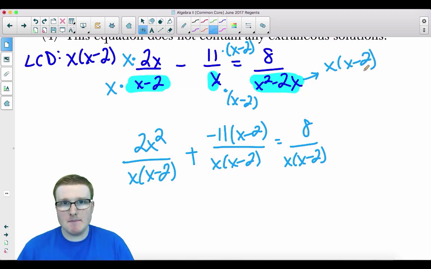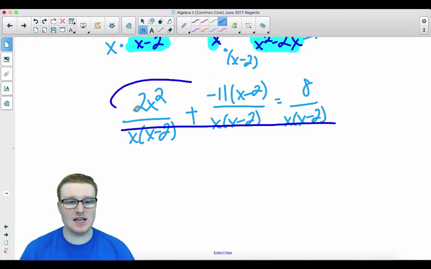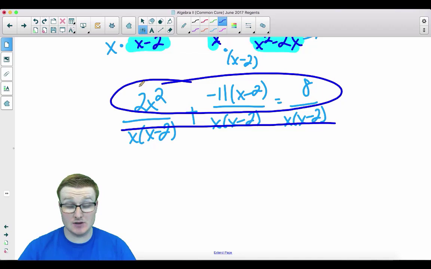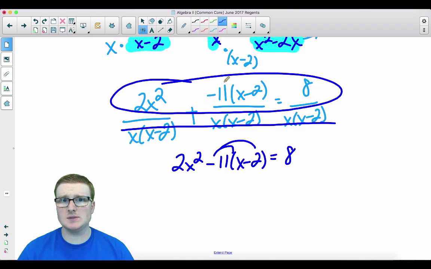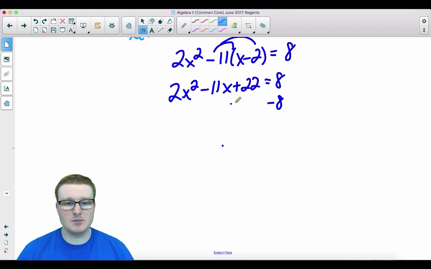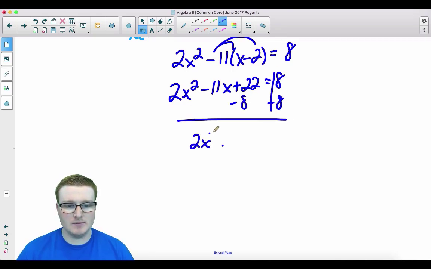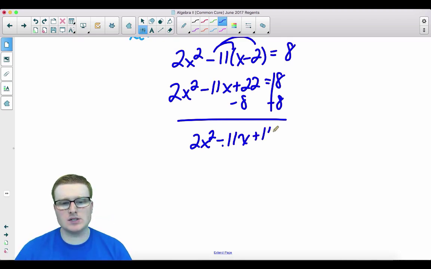Now, remember, once we get the same least common denominator, we cancel everything and set the tops equal to each other. Let's go ahead and do that. So we get 2x squared minus 11 times x minus 2 equals 8. Distribute that negative 11. Remember, watch your signs. Be careful. As I just made that a plus, that negative is still with us. So we get 2x squared minus 11x plus 22 equals 8. Okay, we're almost done. Subtract that 8 on both sides. We get 2x squared minus 11x plus 14 equals 0.